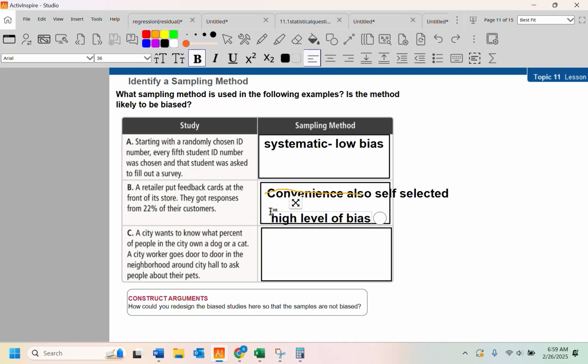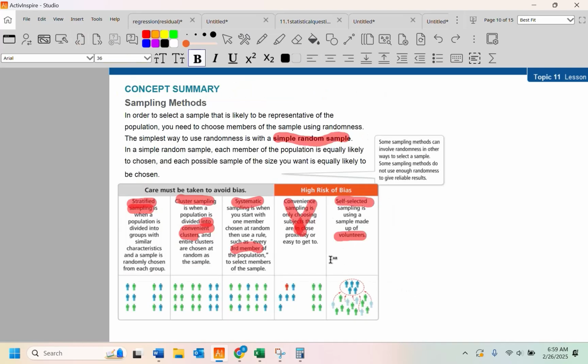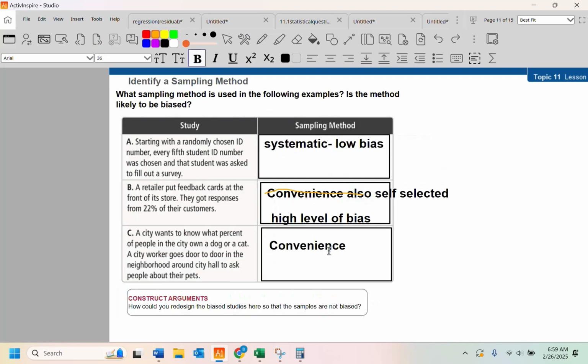So yeah, there's bias. A city wants to know what percent of people in the city own a dog or a cat. The city worker goes door to door in the neighborhood around City Hall. So this one would be the one I'd call convenience. If you look back at convenience, it deals with close proximity. It says right there, close proximity or easy to get to. High level of bias.